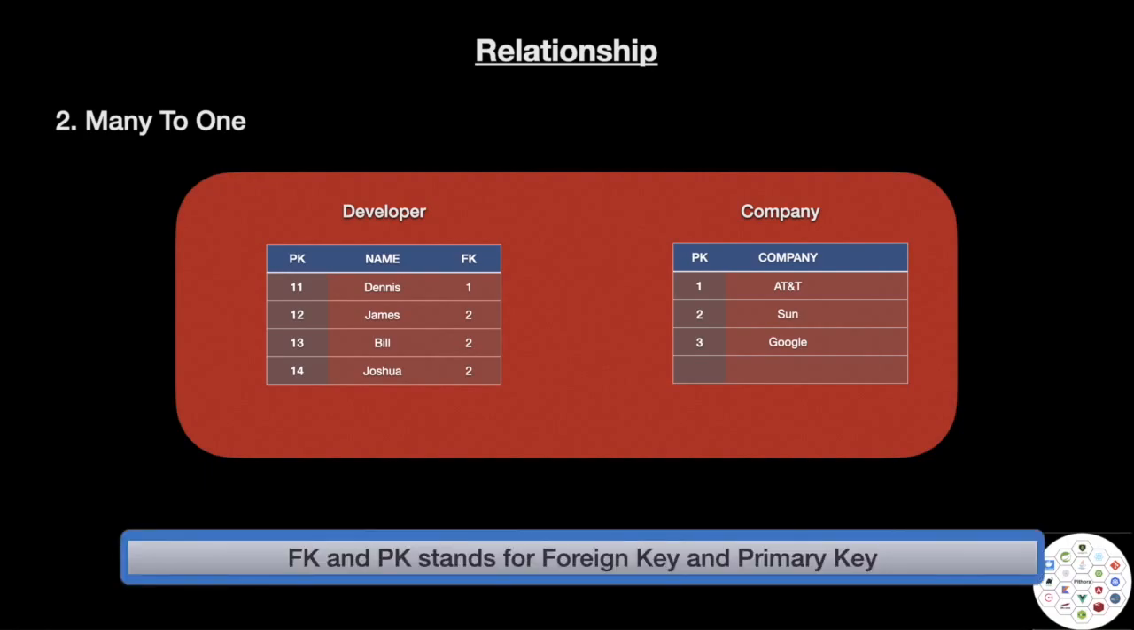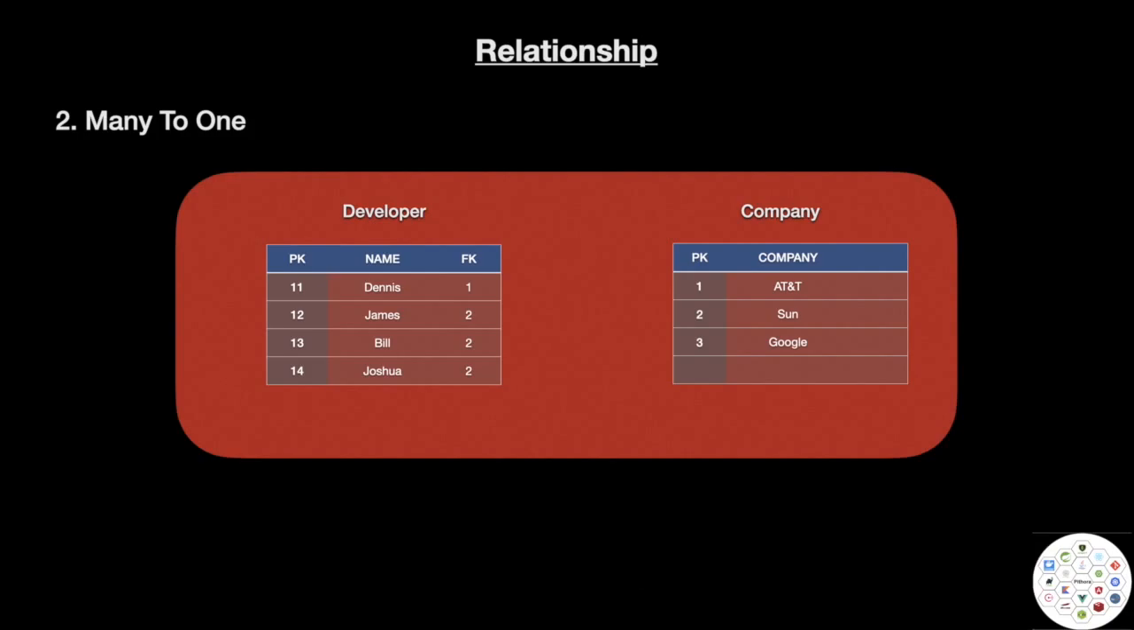the records in the first table, that is Dennis. Dennis is connected with the company, that is AT&T. And here you can see the next rows, James, Bill, Joshua. These three records are connected with ID 2, and ID 2 is Sun. That means these three developers, James, Bill, Joshua, are connected to Sun. So this is called many to one and it is denoted with n to 1.